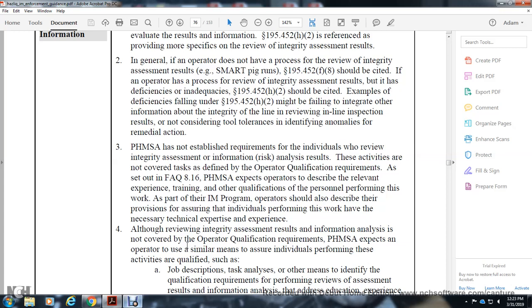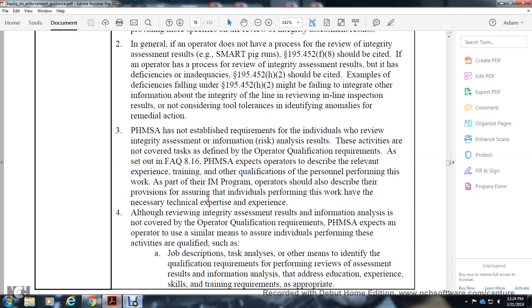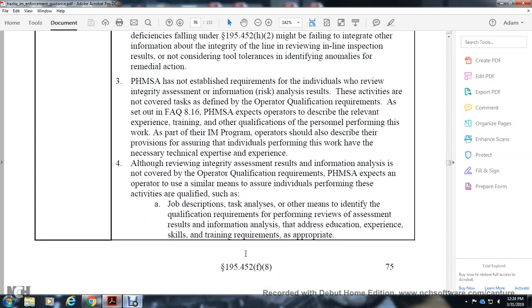Per the frequently asked question 8.16, PHMSA staff ask the operator to discuss the relevant experience and training of the qualified personnel performing the work as part of the integrity management program. Operators should also discuss the provisions ensuring that the individuals performing the work have the necessary technical expertise and experience. Although reviewing integrity assessments and information analysis is not covered by the operator qualification requirements, PHMSA staff ask the operator to use a similar means to assure that the individuals performing the activities are qualified, such as job descriptions, task analysis, or other means identifying the qualification requirements for performing reviews of assessment results and information, and address the education, experience, skills, and training requirements as appropriate.